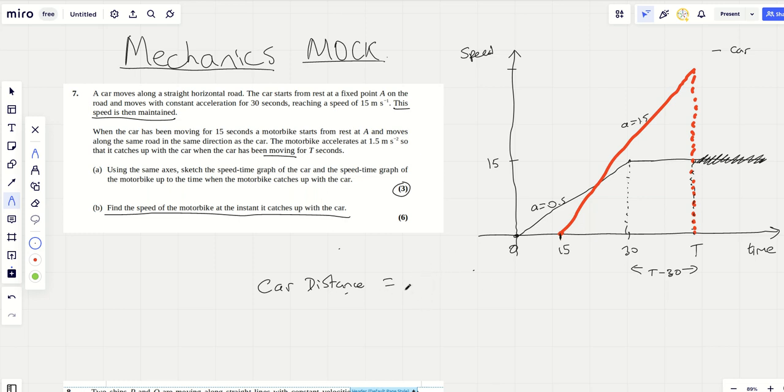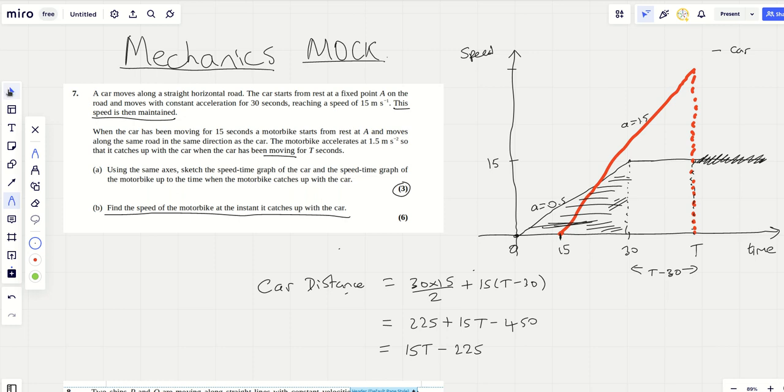Okay, car distance. Well, what have we got here? We've got 30 times 15 over 2. I know you like working it out like this. I'm not working it out as a trapezium. I'm just saying I've got that area, 30 times 15 over 2, plus this area, (t minus 30) times 15. Let's actually simplify that. That's 225 plus 15t minus 450. And so I make that 15t minus 225, I believe. It's nice to get it all nicely simplified.